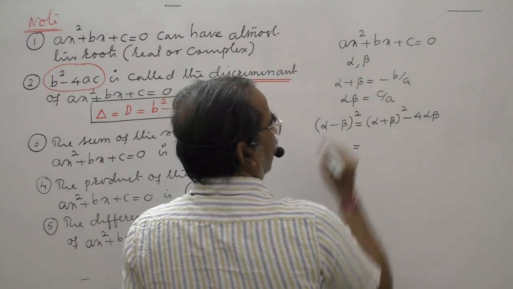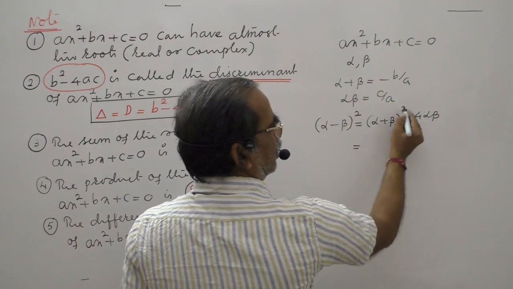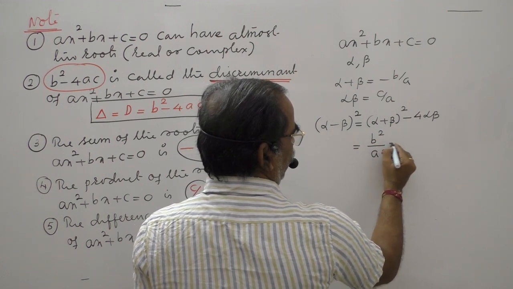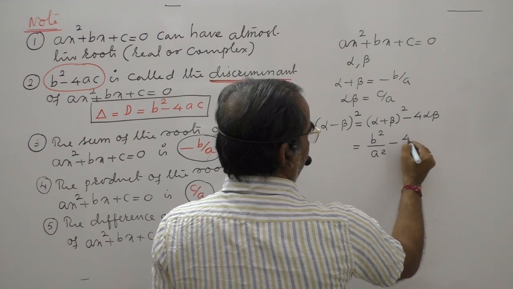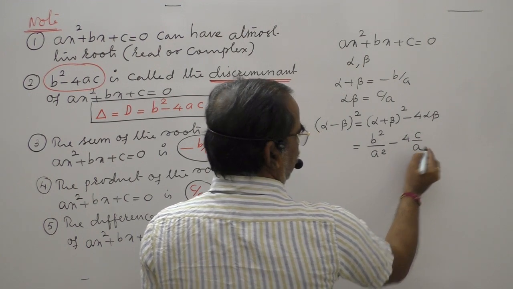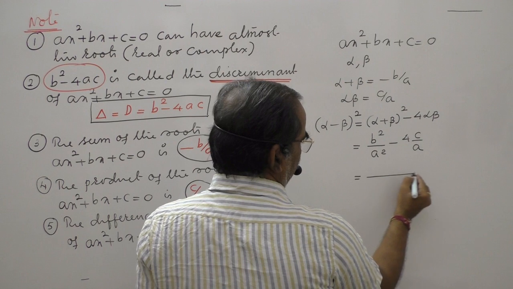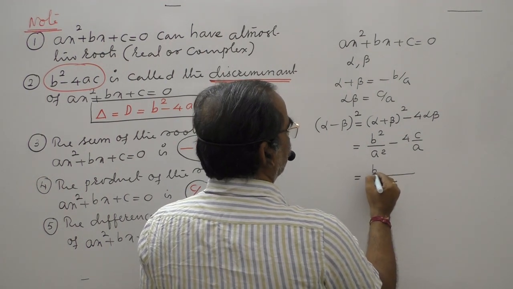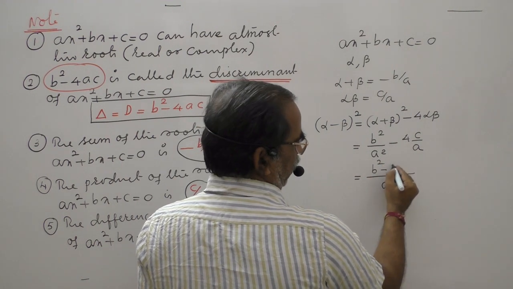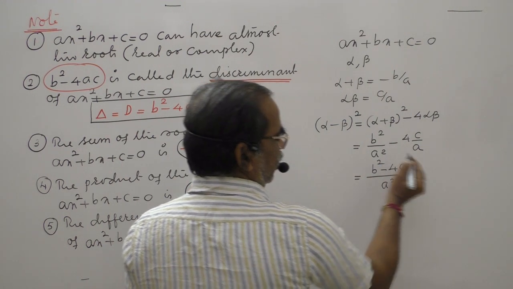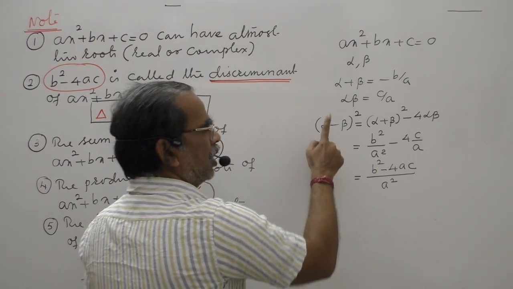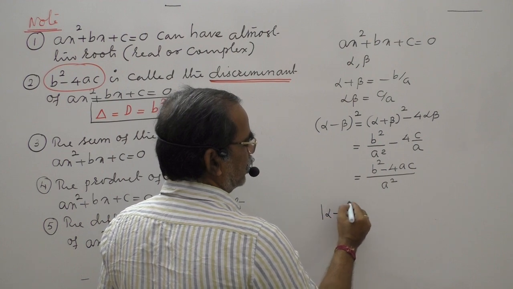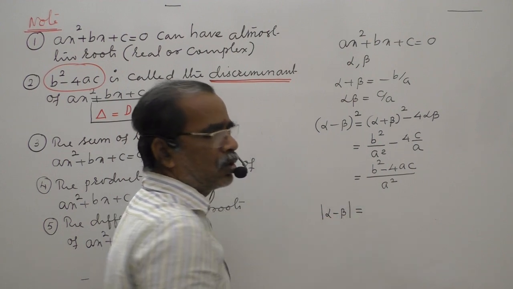What is alpha plus beta? Minus B by A. Square is there. Therefore, we will get B square by A square, minus 4 alpha beta. Alpha beta is C by A. Therefore, let us simplify, take LCM. LCM is A square. We will get B square, and here only A is there, no? So 4AC will come. So this is alpha minus beta whole square. If I take the square root, there will always be 2 square roots.